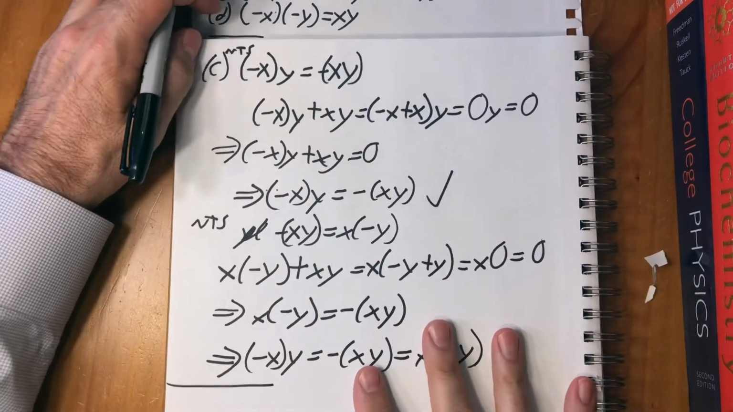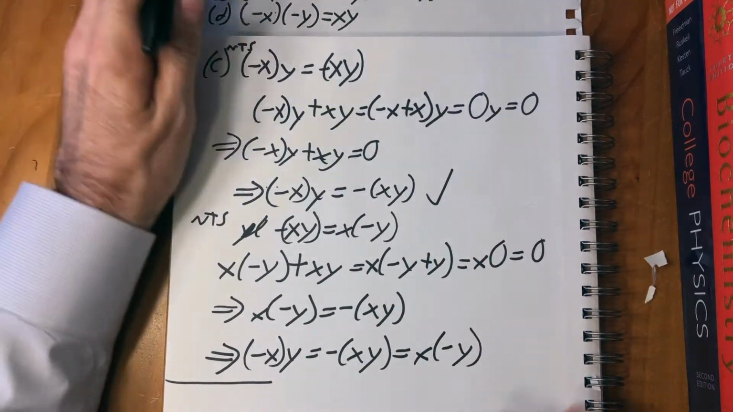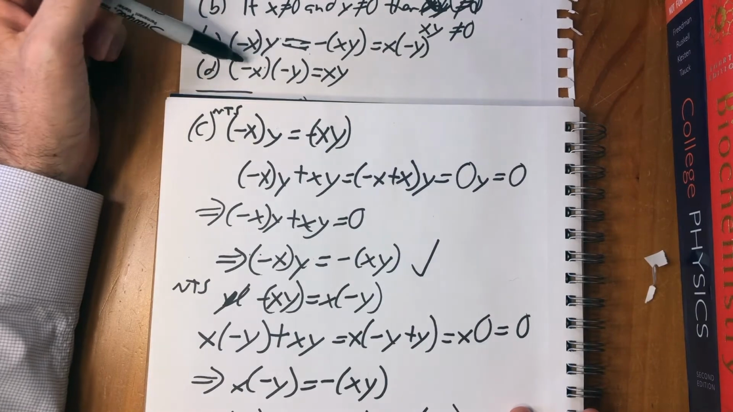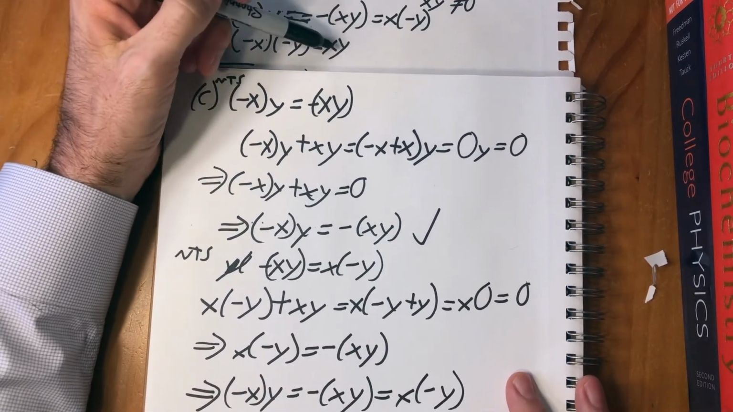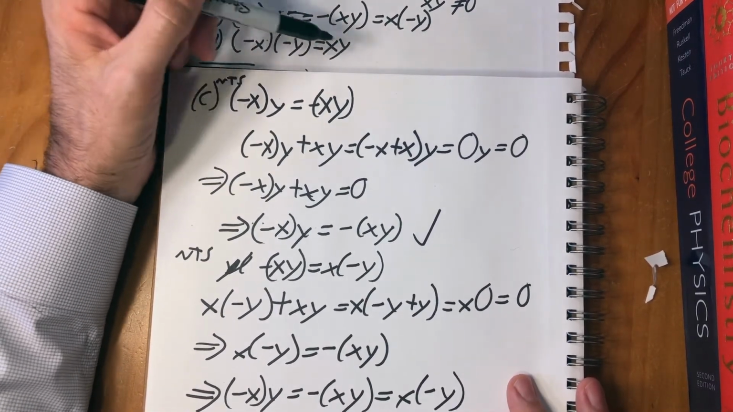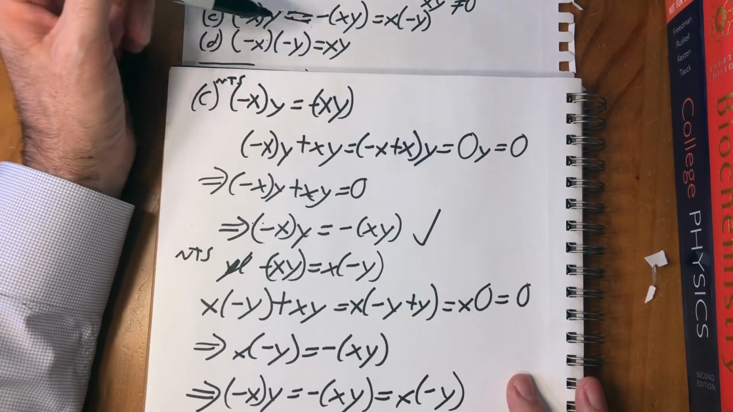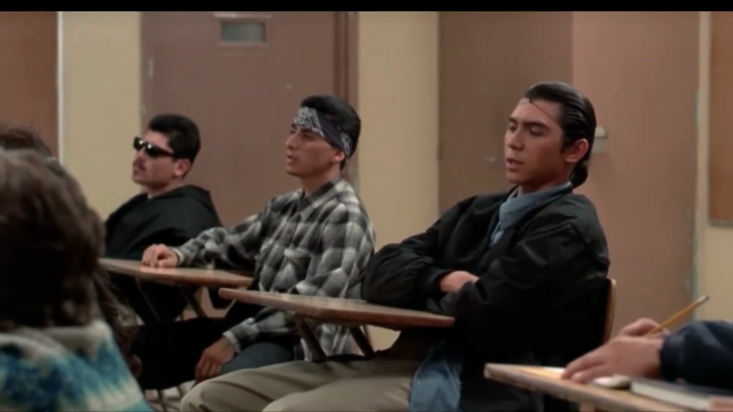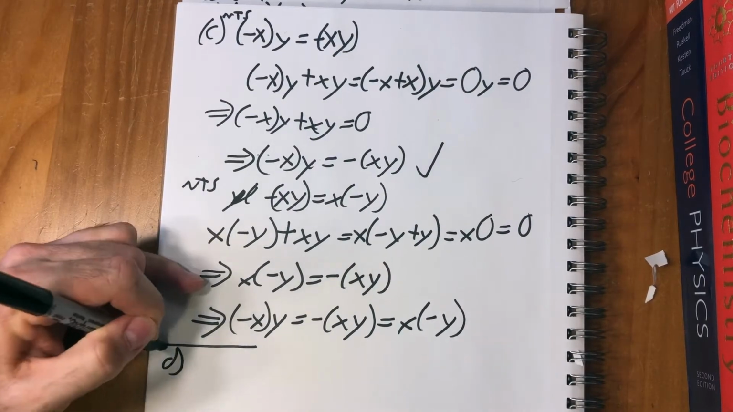So what's the last one? The last one is that if you have two inverses multiplied together, you get the same thing without the inverses. So xy equals minus x times minus y. A negative times a negative equals a positive. So D.